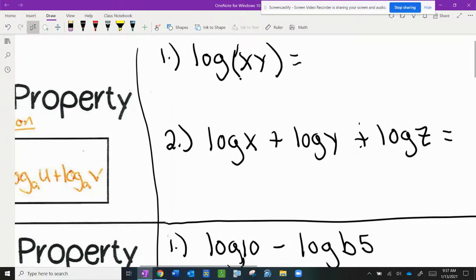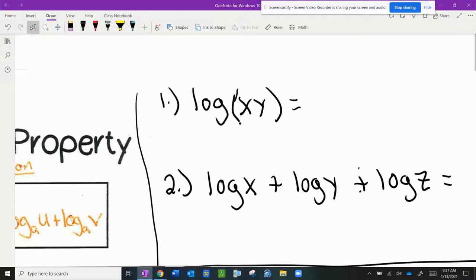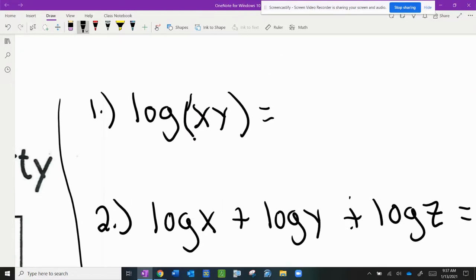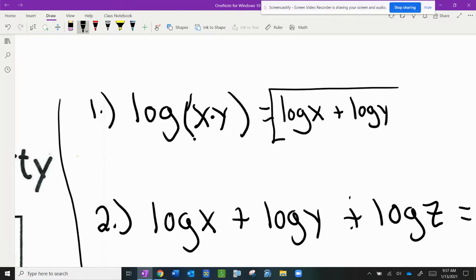The first one is log of x times y. So notice I have a product of two pieces. It can be variables, it can be numbers, and this is a base 10. Those are the easiest to write down because I don't have to write the base every time. And I can just split those up into addition. Make sure they have the same base, make sure that the sign is addition. So multiplication and addition go together.